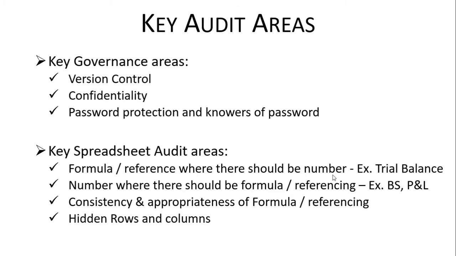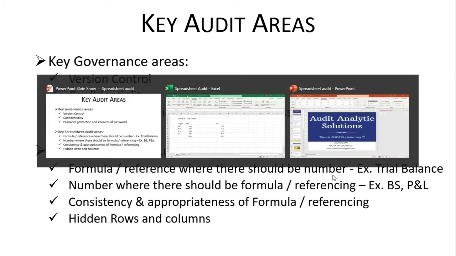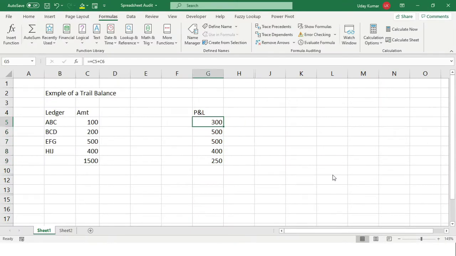In this video we are going to see the next two. This is obviously not an exhaustive list, but some of the key areas that we as internal auditors or fraud investigators can cover in the spreadsheet review. The third one is consistency and appropriateness of formula or referencing, and the fourth one is hidden rows and columns. Let's see how we can get it done. So let's get into the sample data.